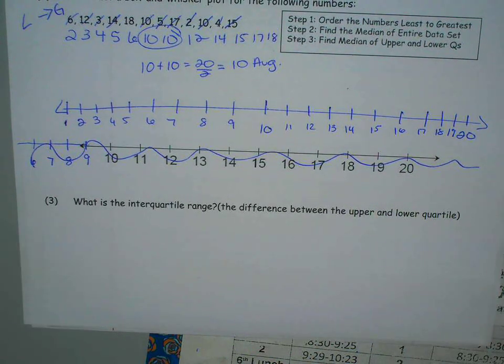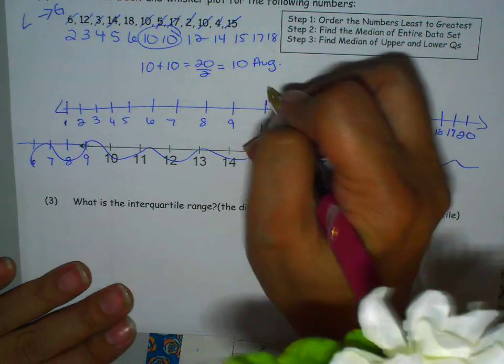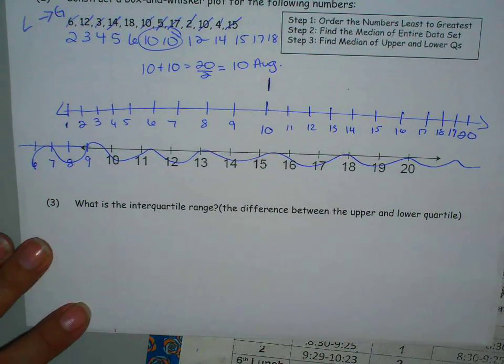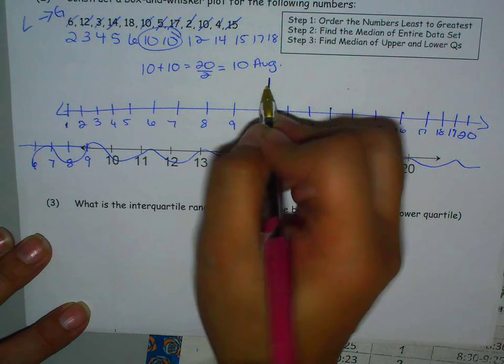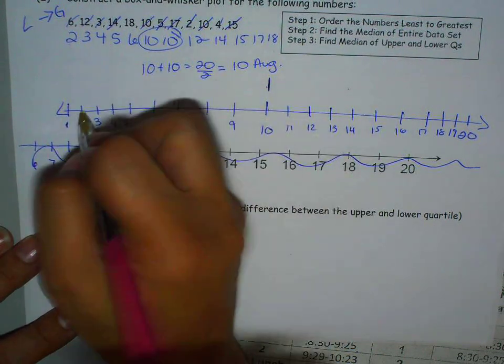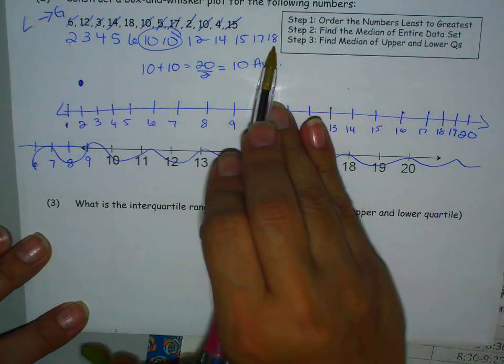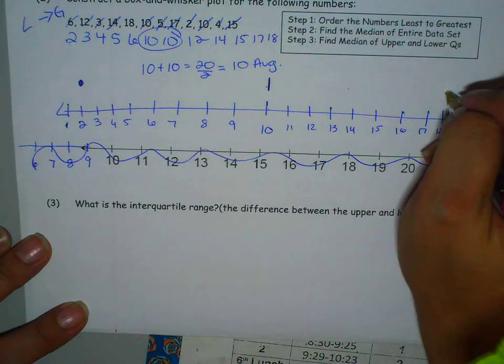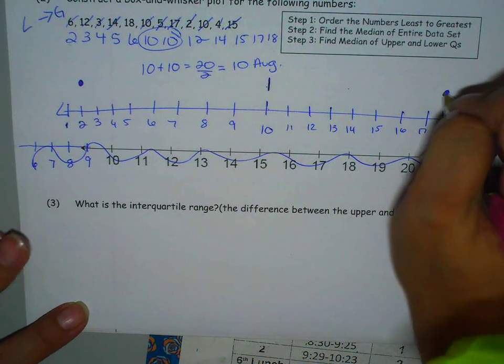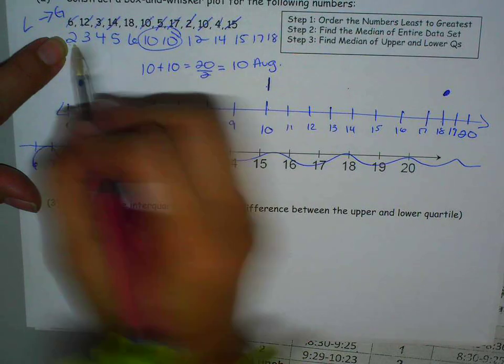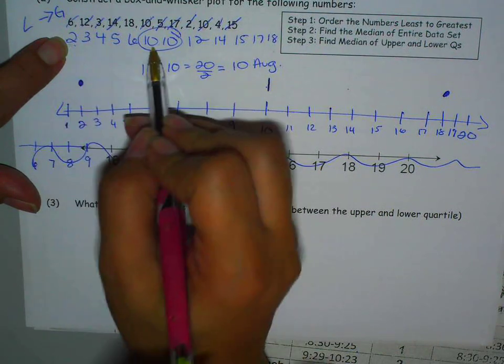Okay. So now my median is 10, so that's where my first line goes. And then my first number is 2, so that's where my dot goes. And my last number is 18, and that's where my other dot goes. And so now I'm going to build my median between these 2 sets of numbers.